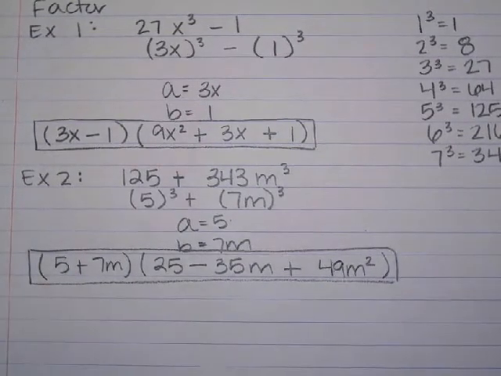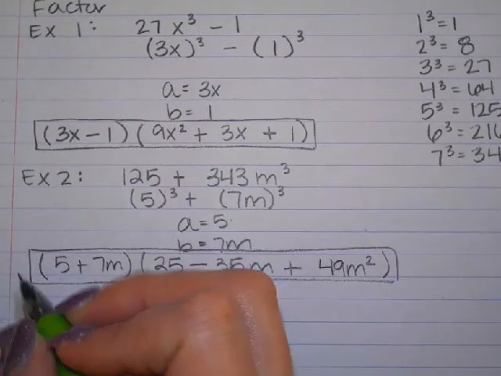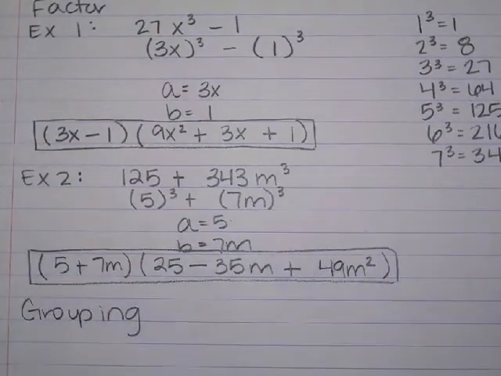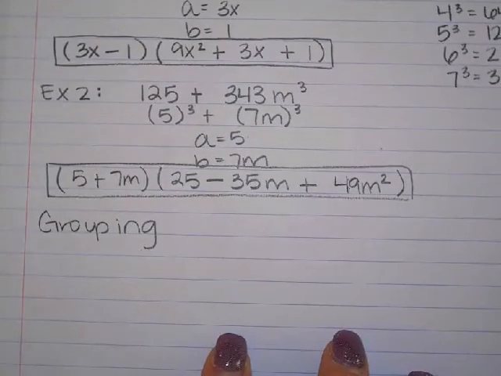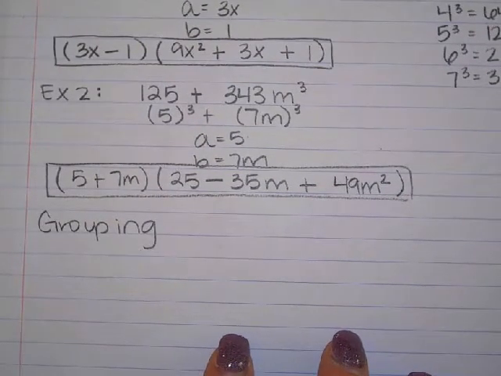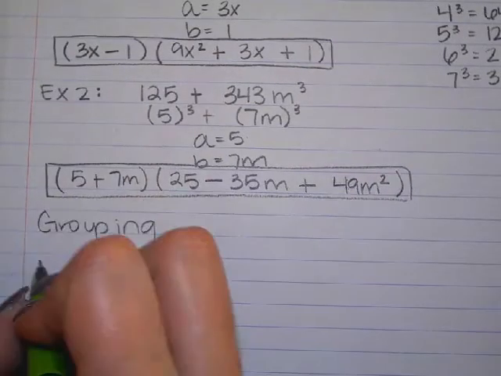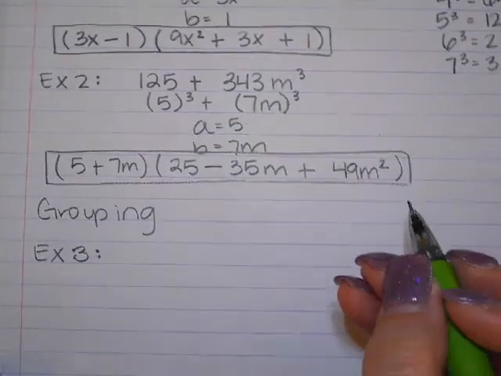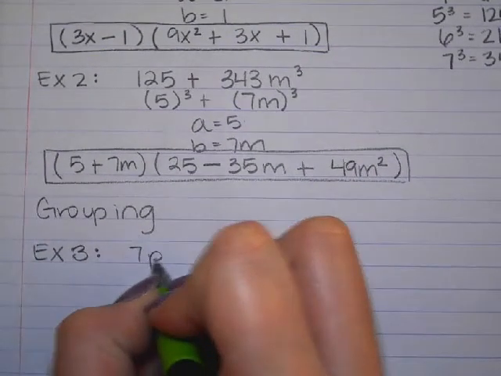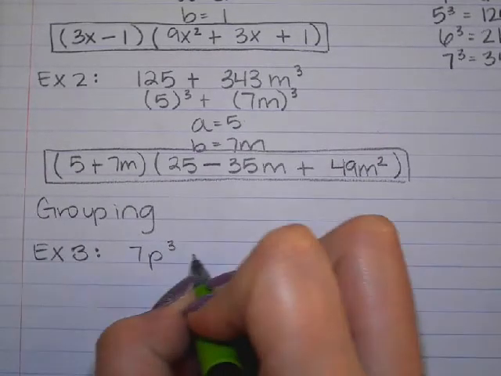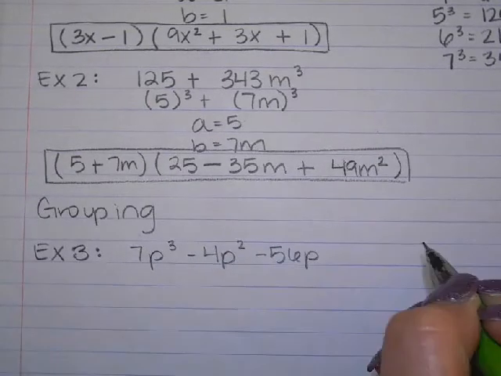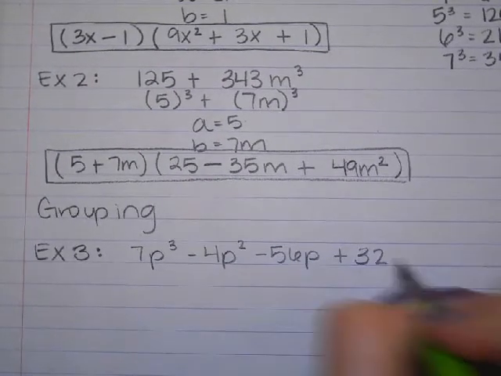How are you feeling about sum or difference of cubes? Reasonable? Okay. All right, the next one is factor by grouping. And factor by grouping is just like really, really fancy GCF problems. That's like literally all it is. Oh, that's a 3. All right, example 3. 7p cubed minus 4p squared minus 56p plus 32.